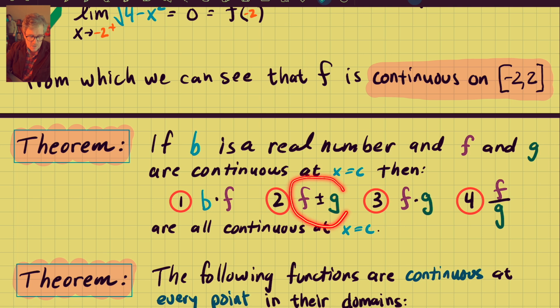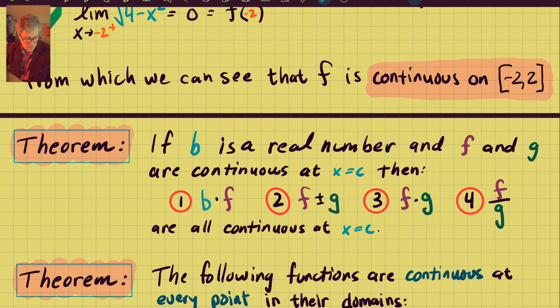F and g added or subtracted together are continuous. F and g multiplied together are continuous. And the ratio f over g is also continuous at that point c. So basically, if you have two functions that are continuous, you can add them, multiply them, divide them, whatever, and you get a continuous function as a result.